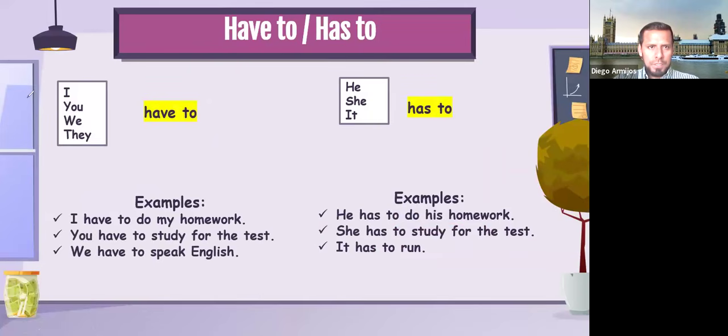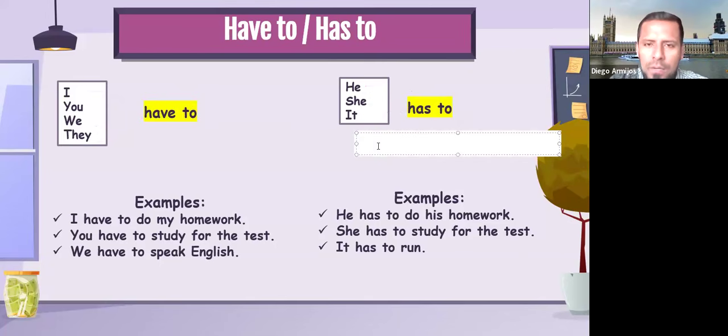First things first, here we have have to, okay? Have to, we're gonna use with these pronouns. For example, I have to, you have to, we have to, they have to. And of course, the verb in the base form. On the other hand, we have has to. For example, he has to, she has to, it has to. So basically, this we're gonna use for singular nouns. Okay, be careful about it.